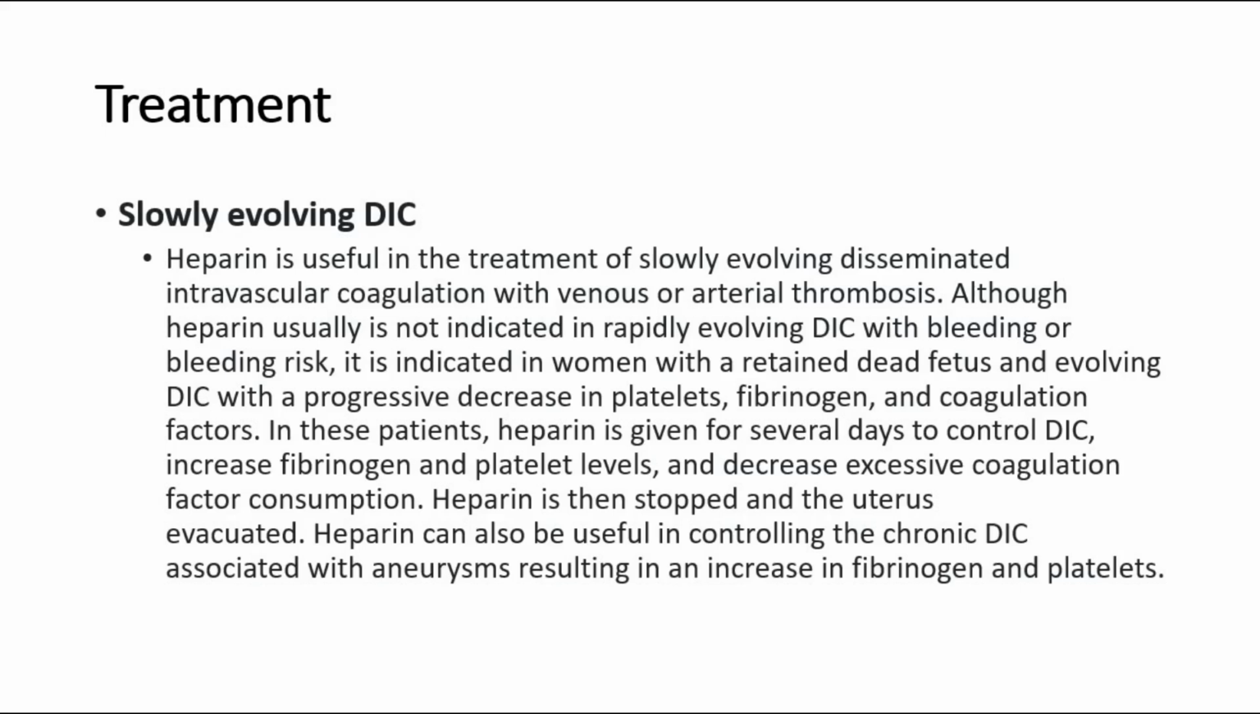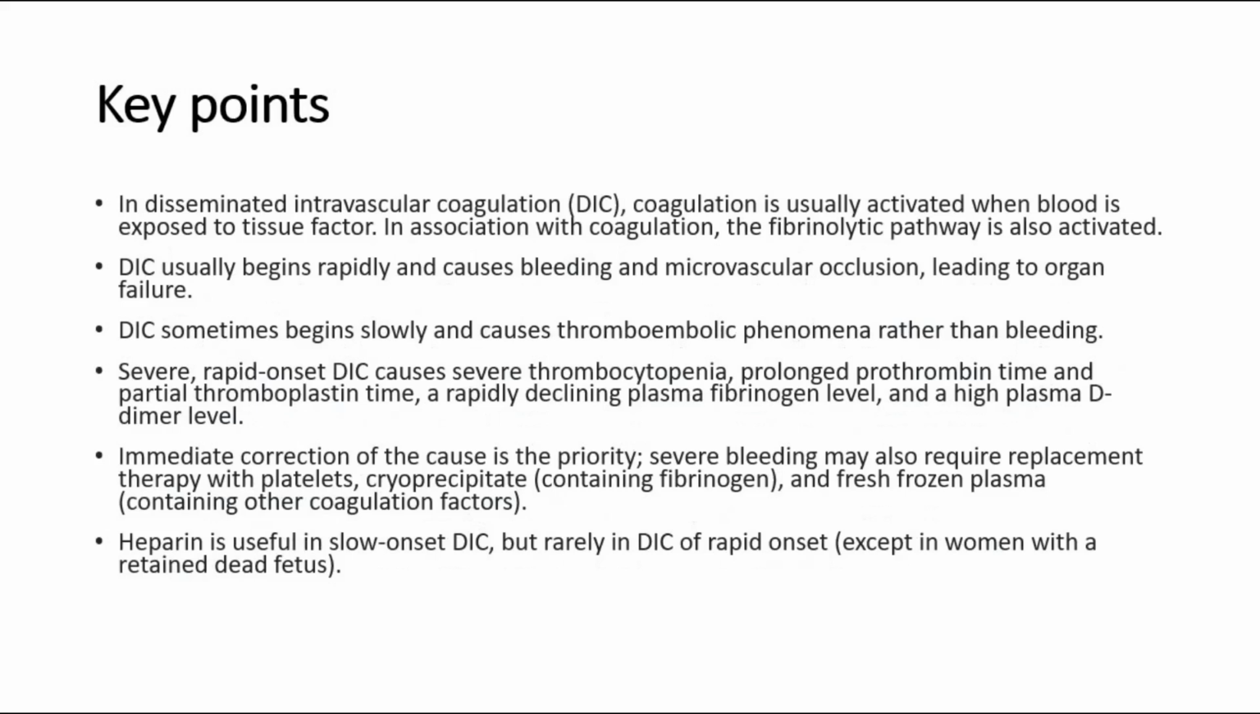Heparin can also be useful in controlling the chronic DIC associated with aneurysms, resulting in an increase in fibrinogen and platelets. Some key points from this video. In disseminated intravascular coagulation, coagulation is usually activated when blood is exposed to tissue factor. In association with coagulation, the fibrinolytic pathway is also activated. DIC usually begins rapidly and causes bleeding and microvascular occlusion, leading to organ failure. DIC sometimes begins slowly and causes thromboembolic phenomena rather than bleeding.